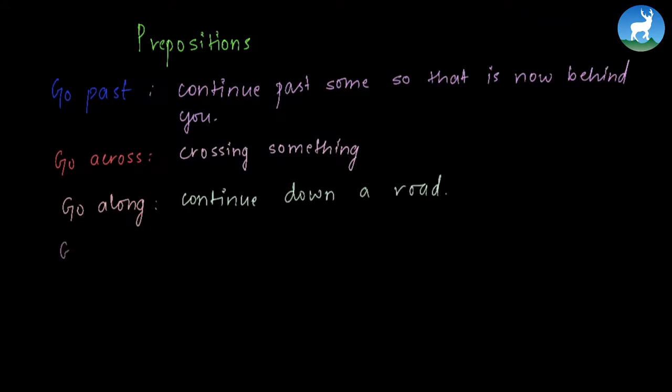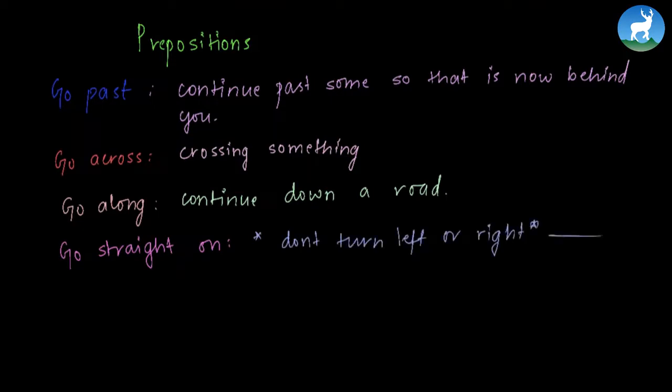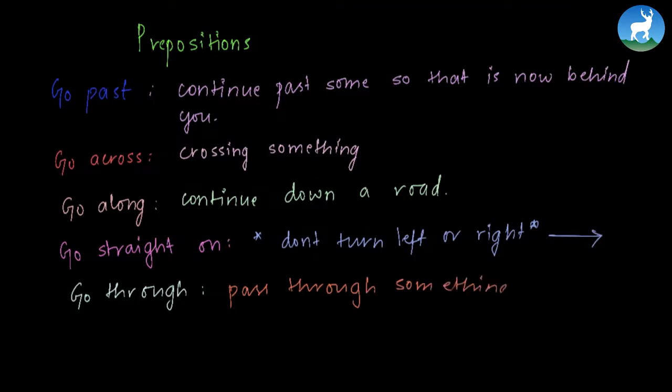Go straight on means go straight. It means don't turn left or right. Instead, just go on. Go straight ahead. Go through. Go through means pass through something, like a tunnel. You pass through a tunnel. Go out of means exit.